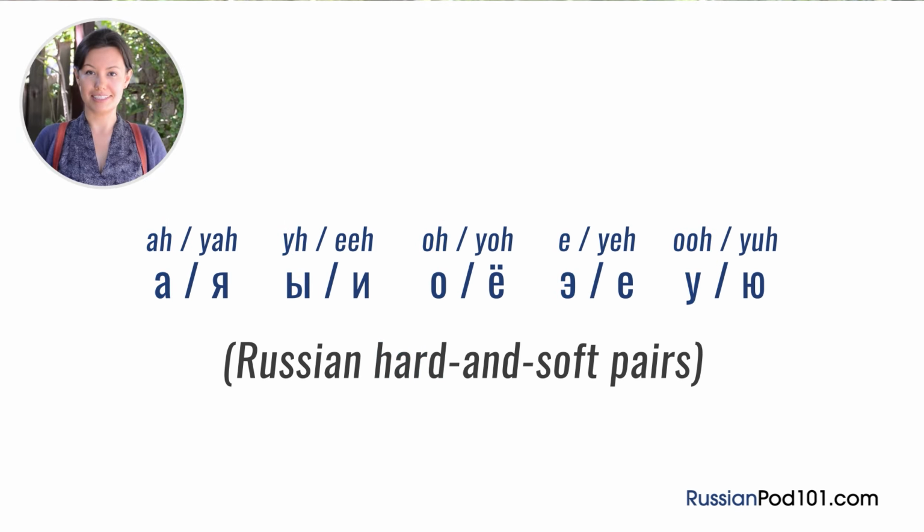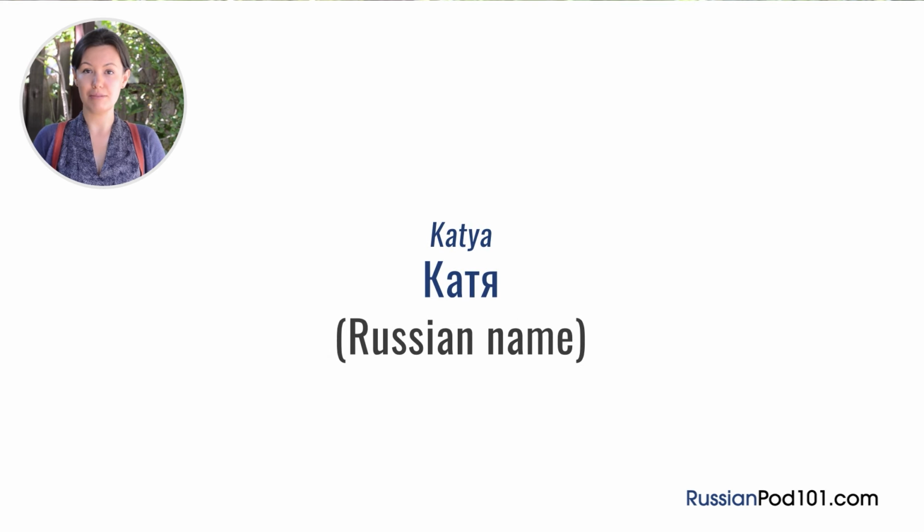So, if a consonant is followed by one of the soft vowels, it's considered palatalized. Let's take, for example, the Russian name Katya. In this name, the sound K is hard and not palatalized because it's followed by the hard vowel.